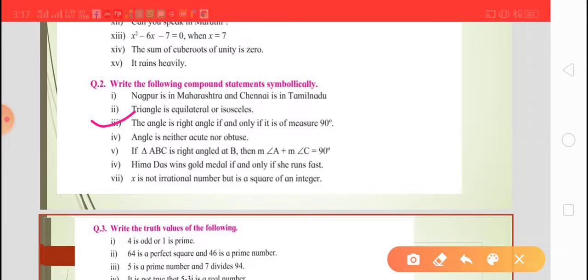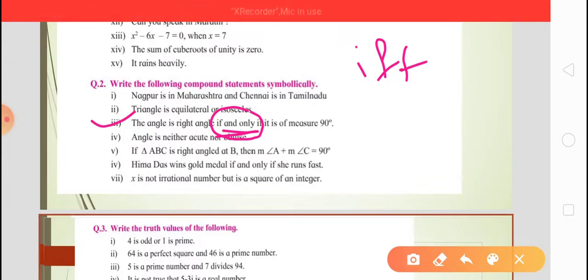What is the third one? The angle is a right angle if and only if its measure is 90 degrees. So friends, find which word connects these both statements: if and only if. And we know the logical name for if and only if. What is the logical name? Yes, double implication. Also it is called biconditional.